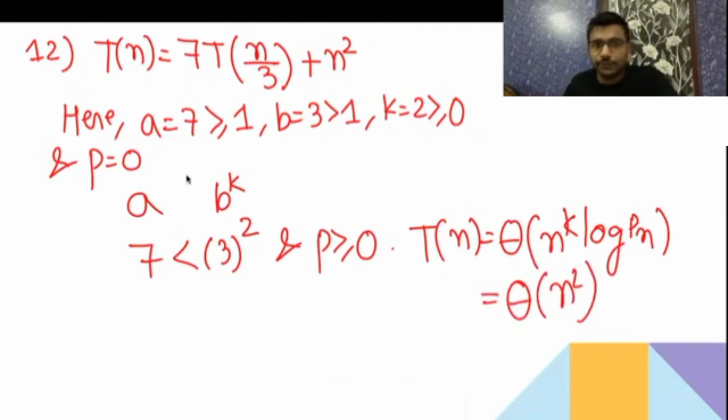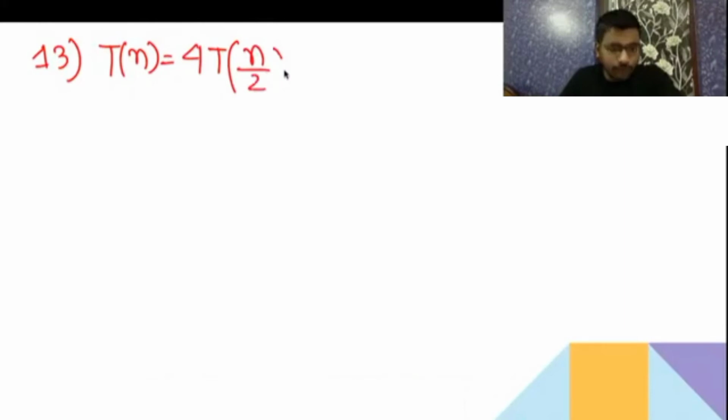See one thing, whenever a is smaller than or equal to b to the power k, and if p is greater than 0, then whatever will be here is going to be your time complexity, because we are writing the same Theta(n^k log^p n). Okay, so 13 is T(n) = 4T(n/2) + log n.